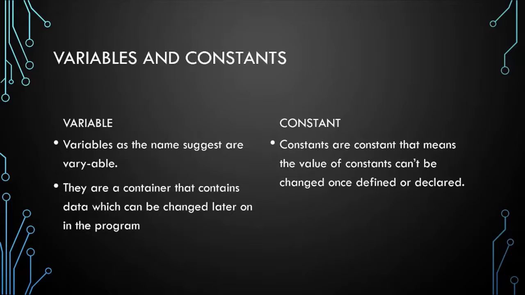Variables and constants. Variables, as the name suggests, are variable. This means that they are a container that contains data and that data can be changed later on in the program. Constants. Constants are constant. This means that the value cannot be changed once they are declared.